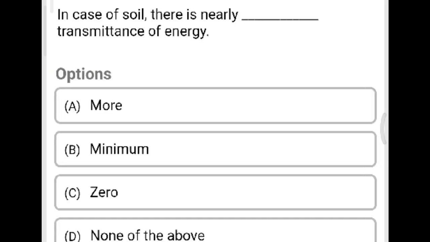Next question, in case of soil there is nearly dash transmittance of the energy. Option A more, option B minimum, option C 0, option D none of the above. The correct answer is option C 0. So the soil will not transmit the energy.